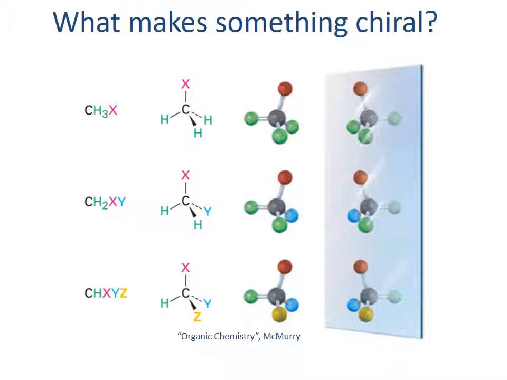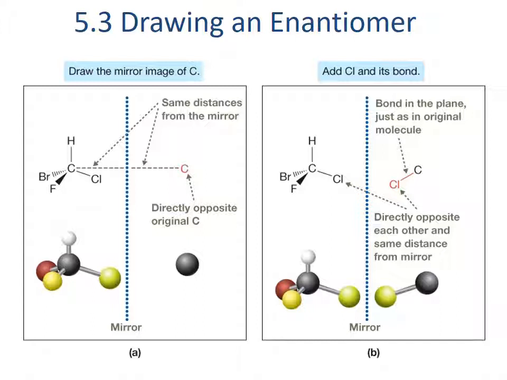This is the main way that we see stereoisomers come up, but we can also see them come up as cis or trans isomers. They're stereoisomers, but they are not necessarily chiral. In the next slides, we'll walk through drawing the enantiomer of a molecule.